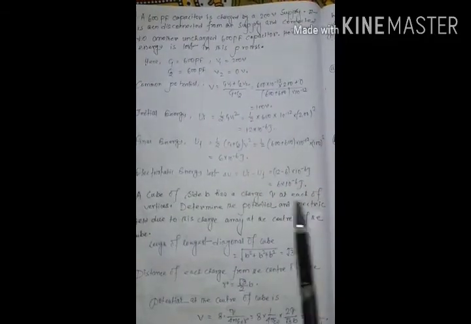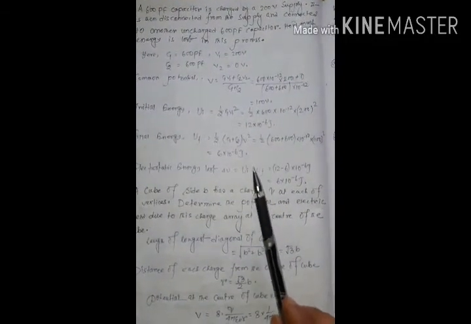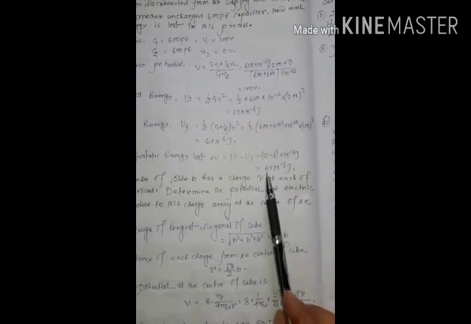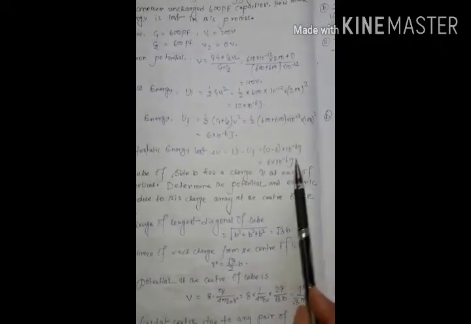So therefore the energy lost in this process is equal to the initial energy minus the final energy. So the energy lost is 6 × 10^-6 joule.